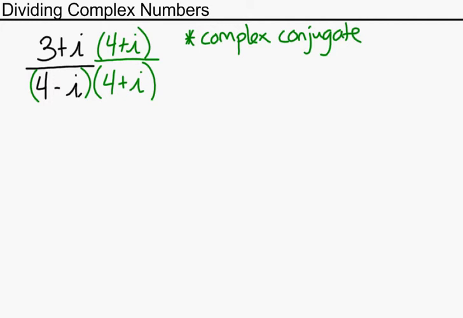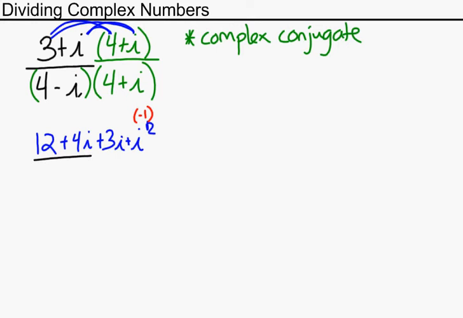So all I need to do now is FOIL twice. 4 times 3 is 12. 4 times i is positive 4i. 3 times i is positive 3i. And i times i is i squared, and we know that i squared is negative 1. I'm just going to treat it as a negative 1.